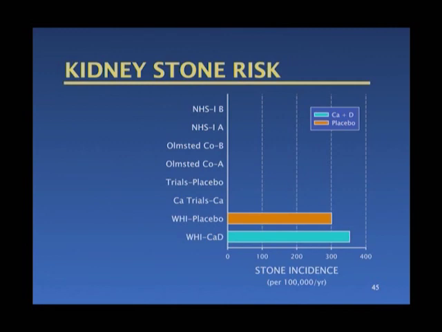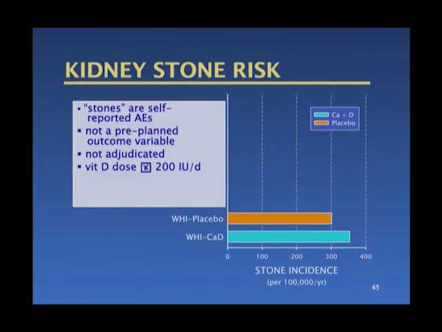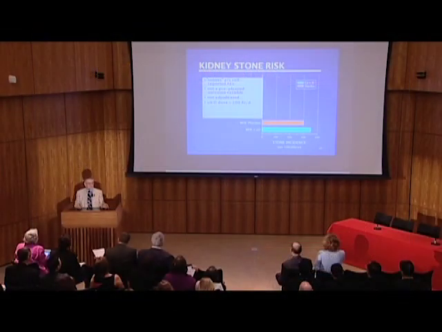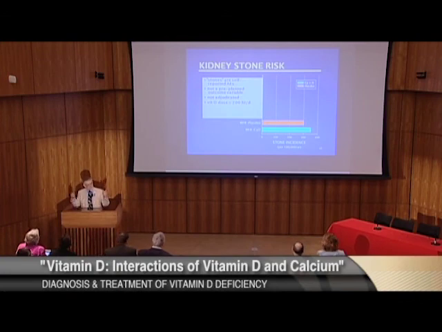Now, on this scale, I put a number of other studies, and I want to show those to you. But I want to stress that the stones in WHI were self-reported. It was not a pre-planned outcome variable, and the outcomes were never adjudicated. We don't know. Nobody looked at the record. Nobody got the medical record to see what really happened. So we don't know. And the vitamin D dose achieved was only 200 international units per day. Now, if that is causing kidney stones, then I ask you.